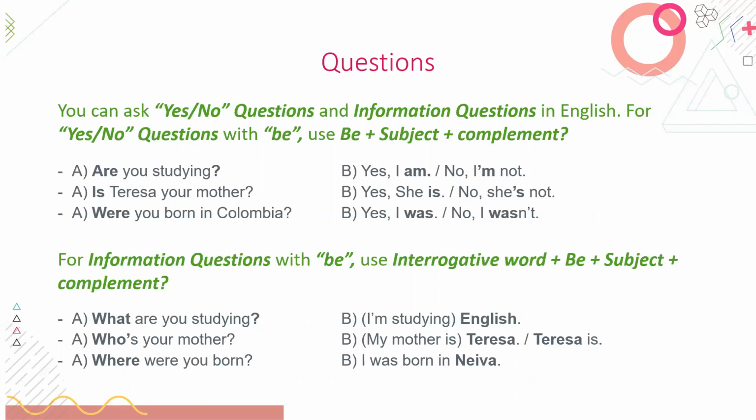For short, positive answers say, yes, I am. Don't use a contraction in short, positive answers. For negative short answers, say, no, I'm not. Is Teresa your mother? Yes, she is. No, she's not.